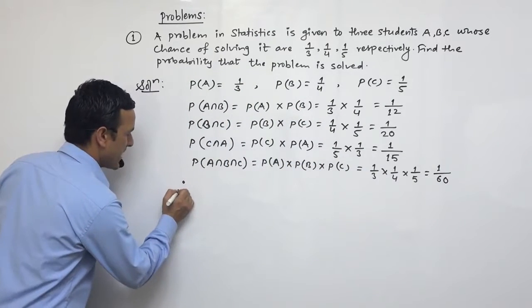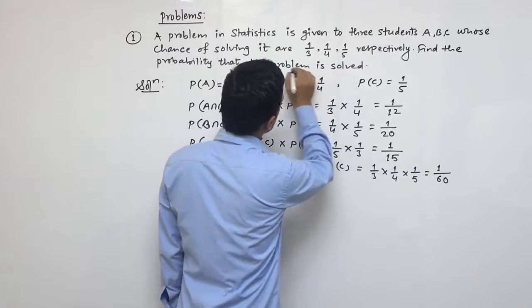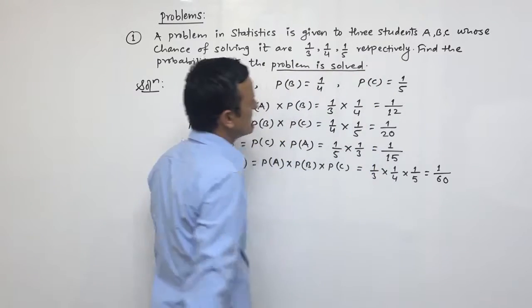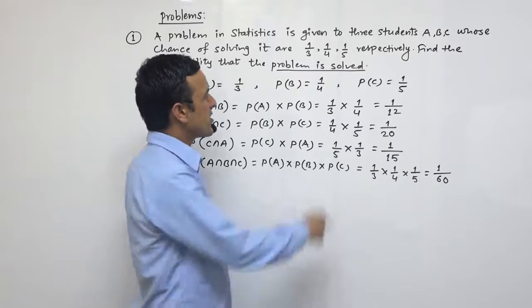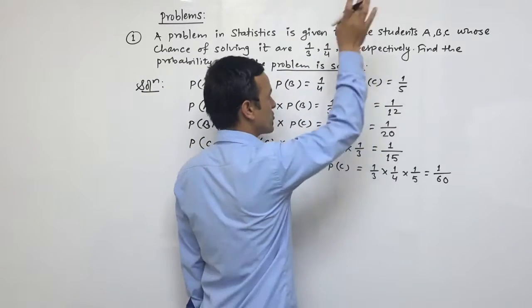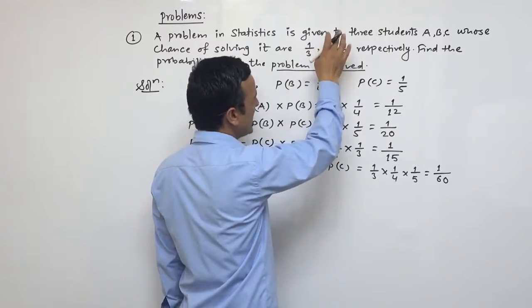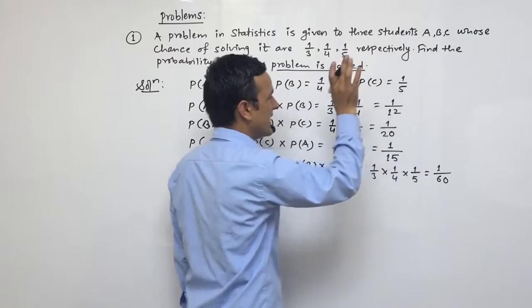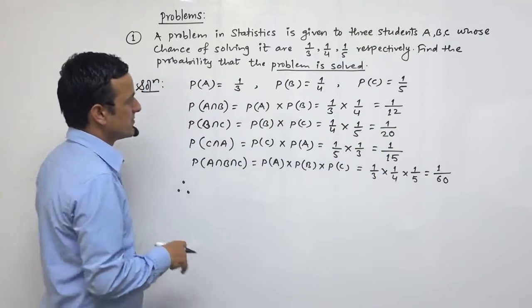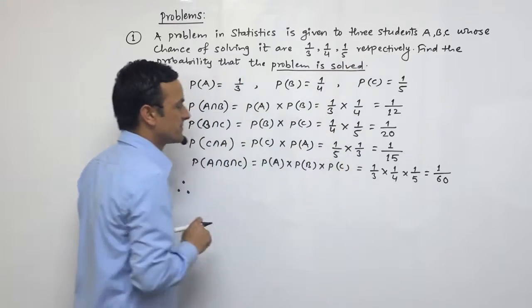Now our main question is, what is the probability that the problem is solved? That means the problem is compulsorily solved by these students. Whatever it may be, solved by A only or B only or C only or by several together, our main concern is that the problem should be solved.